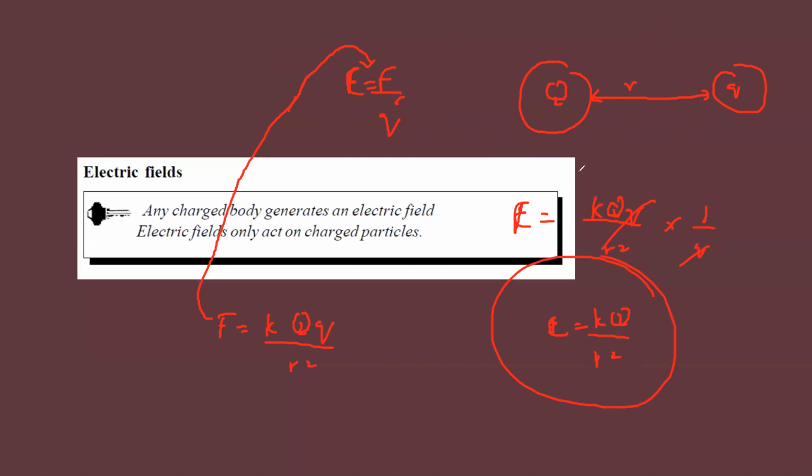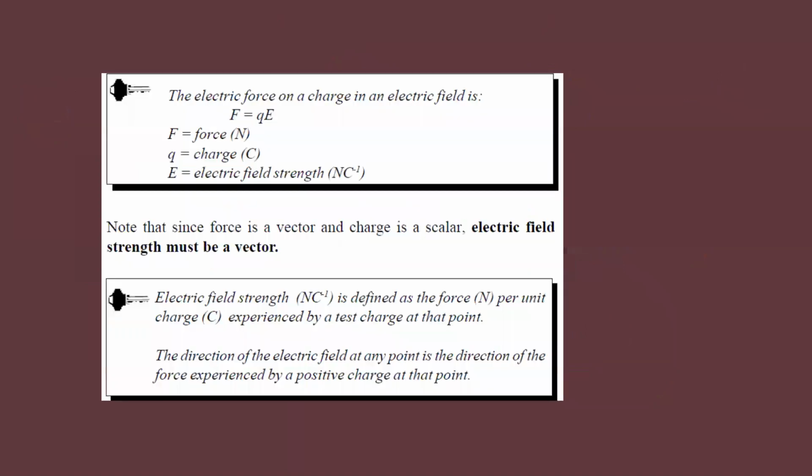So there are two ways I can find the electric field strength. If I know the source charge, the greater charge, and I want to find the electric field strength at a certain distance, I can use the formula E is equal to KQ over r squared. Or if I know a test charge and the value of the force, force divided by charge, I can also find the electric field strength. So these are the two formulas which can be used.